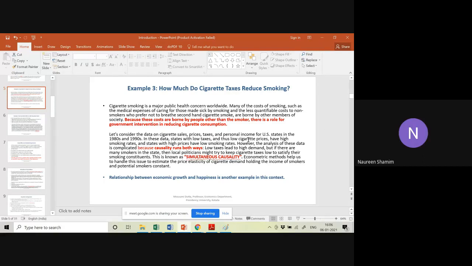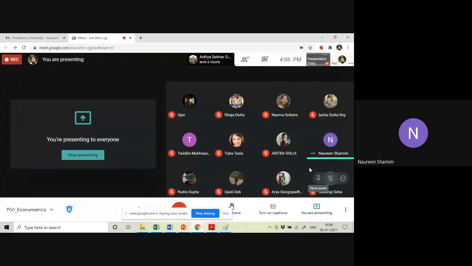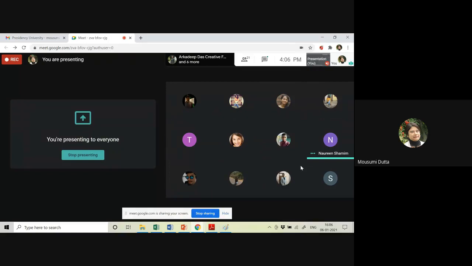Basically, in simultaneous causality, x and y variables affect each other. X affects Y and is affected by Y. Endogeneity means this kind of problem. The variable X explains Y and is explained by Y. Okay, this is the concept. This is the standard definition of endogeneity.